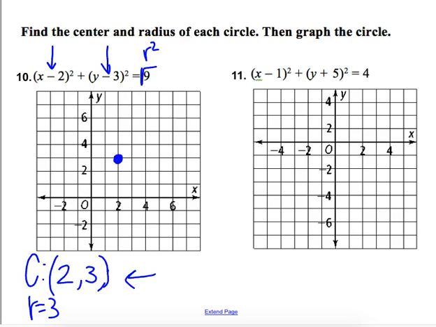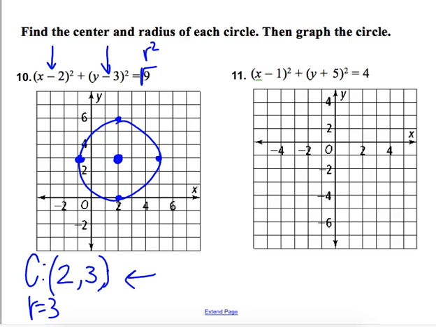I'd count 3 up, 1, 2, 3, put a dot. 3 to the right, 1, 2, 3, put a dot. 3 down, 1, 2, 3, put a dot. 3 to the left, 1, 2, 3, put a dot. And then I would try my very best to make a symmetric circle, which I will struggle greatly at. Something like that. And there is our circle.